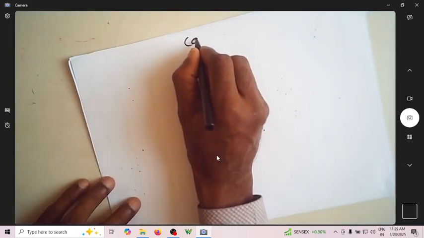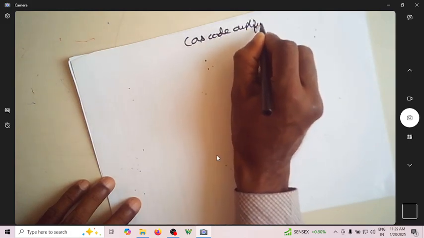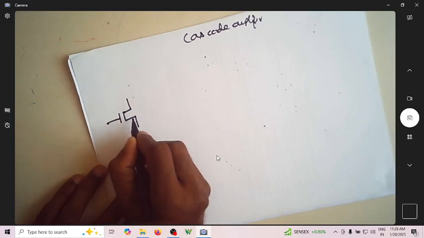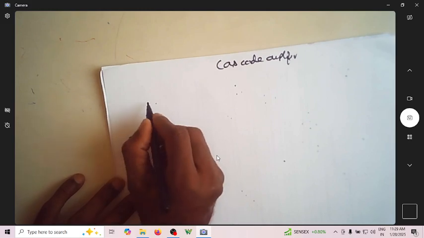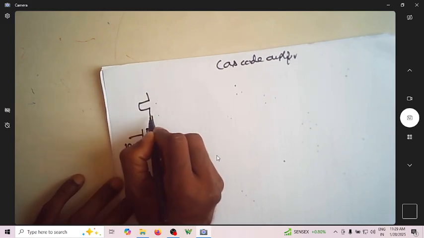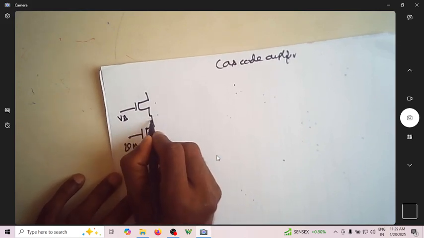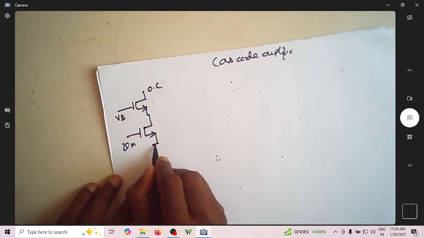Now we will also see another amplifier, which is a cascode amplifier. This is a CS amplifier with open circuited load, to which you connect a CG amplifier. This is now a bias voltage. So this output will become the input for the CG amplifier. Let me say this is an open circuit.